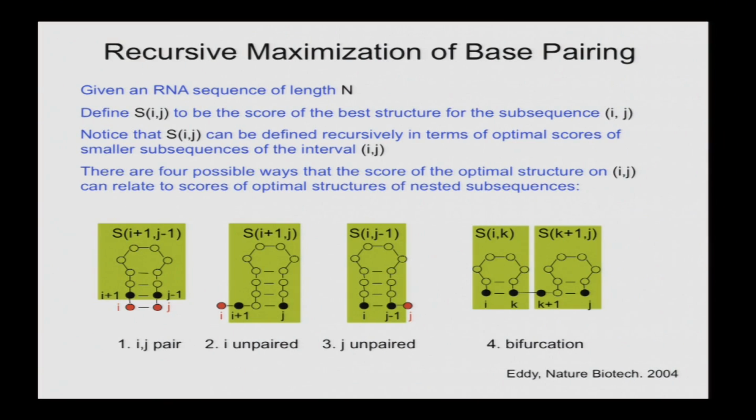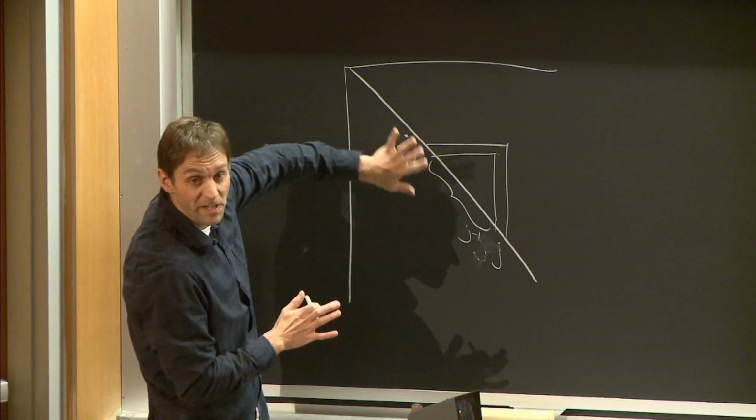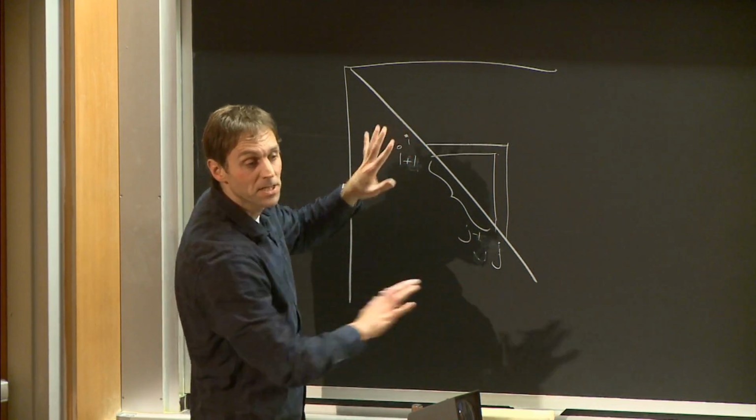And then the second case is you could also consider just adding one unpaired base onto whatever structure you had, and then you don't add one. And you can go in either direction, toward the beginning of the sequence or toward the end of the sequence.